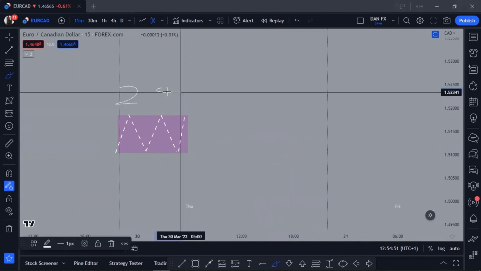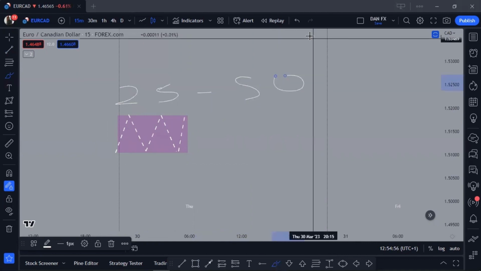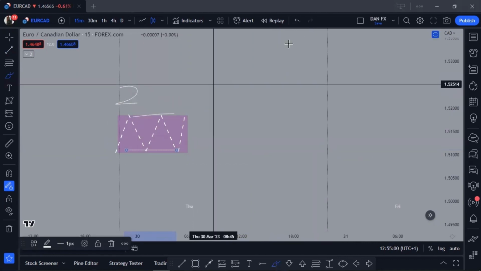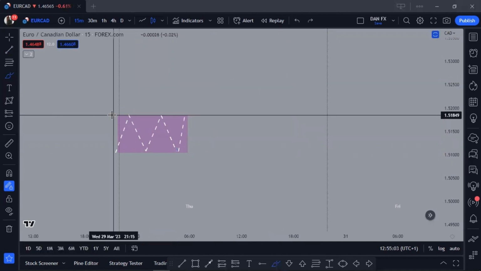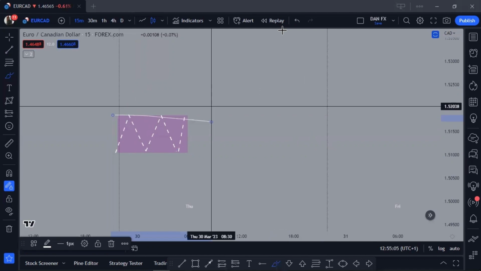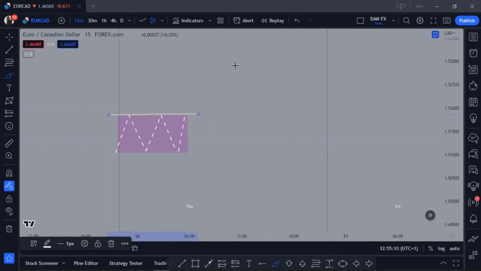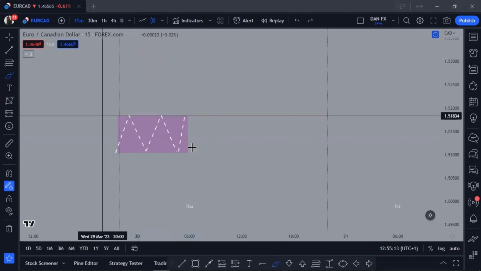25 to 50 pips. Has to be 25 to 50 pips. So this, from the highs to the lows measured, has to be 25 to 50 pips. If it's more than 50 pips, then it's best to leave that pair alone for that day. The ideal is 25 to 50 pips.